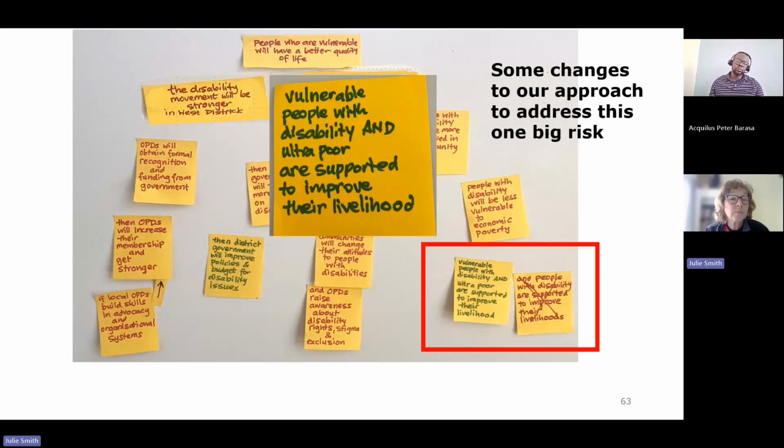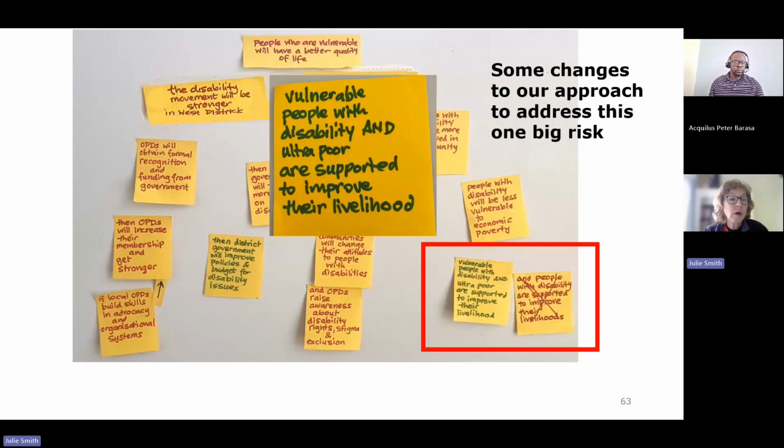Okay, so here, this is where your theory of change comes in. So we're going to change that one big risk. So we're going to change it so that vulnerable people with disability and the ultra poor are supported to include their livelihoods. So that means that we also have to change the higher level objective so that it's not just talking about people with disability. So that's the sort of thing that you can do.